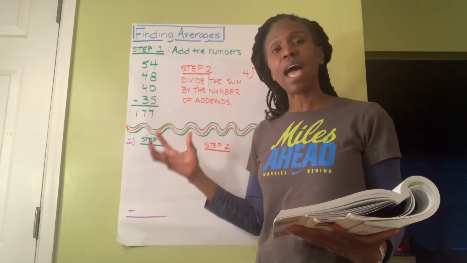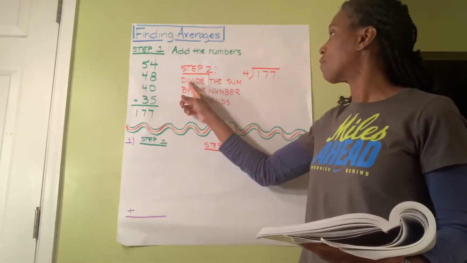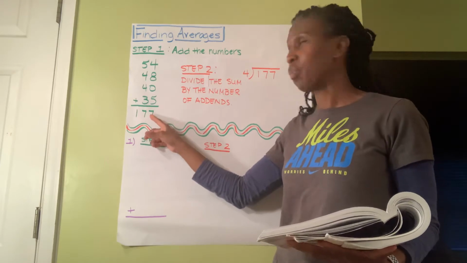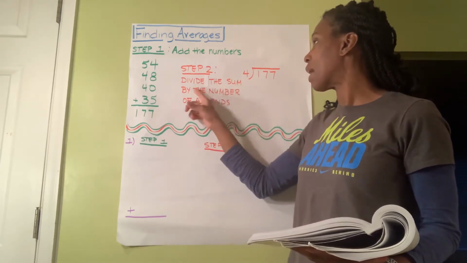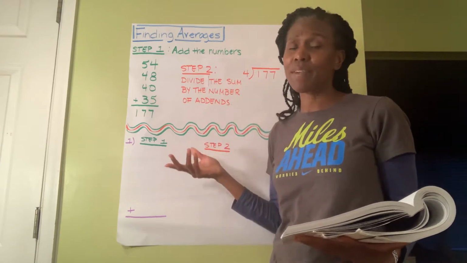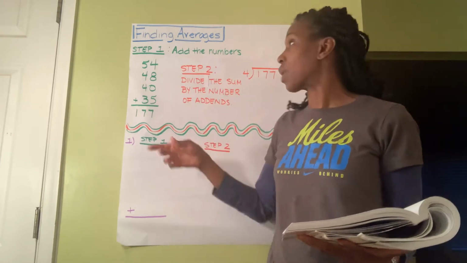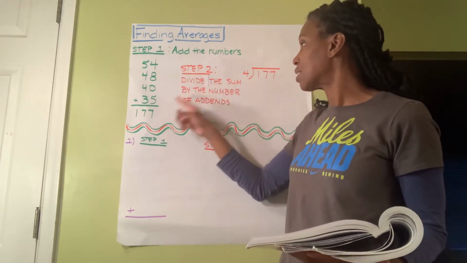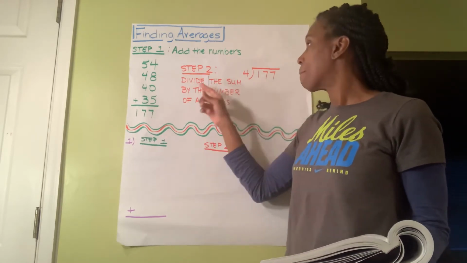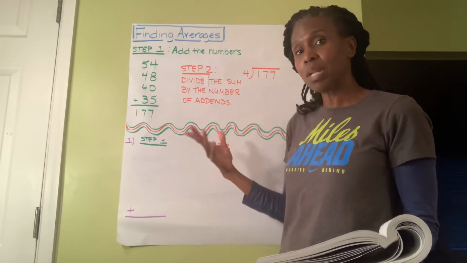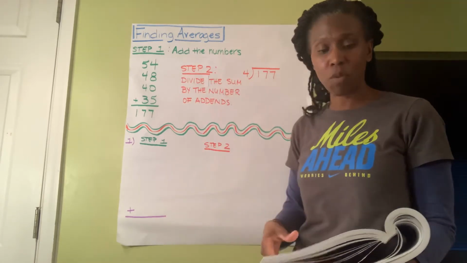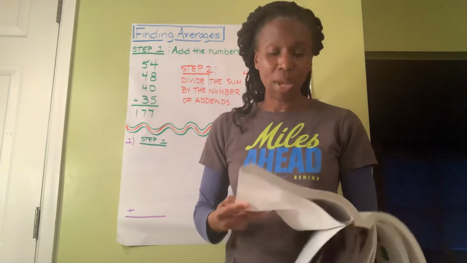Now to find the average, step 2 is to divide the sum. Remember, the sum is what we call the answer when we're adding. Divide the sum by the number of addends. The addends are just a fancy word for the numbers that we're adding together. So we're dividing the sum, 177, you see how I have it here in the house, by the number of addends. So how many numbers did we add together? 1, 2, 3, 4. That's why I have my 4 right here. And now we're going to go ahead and divide.